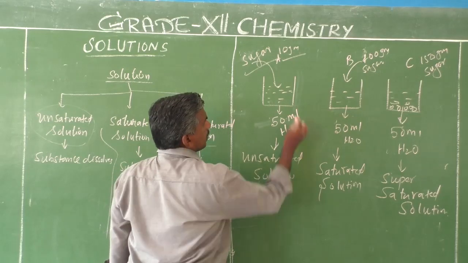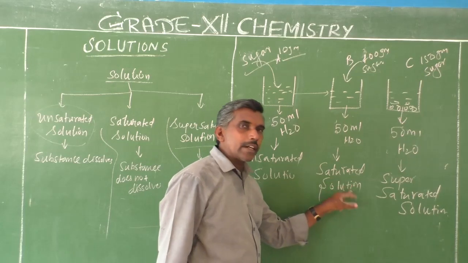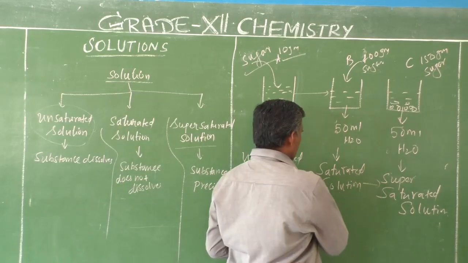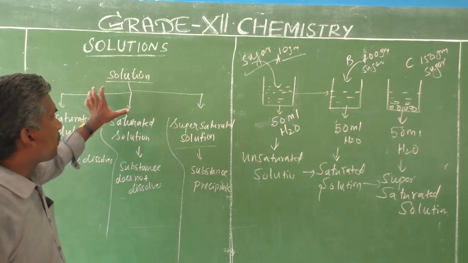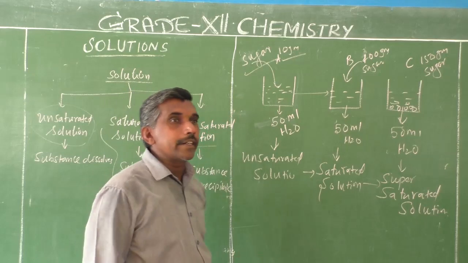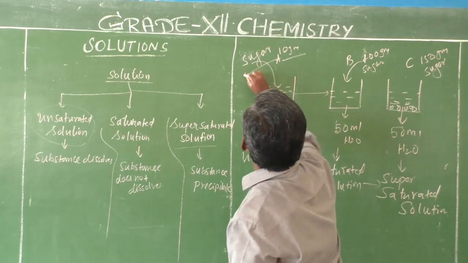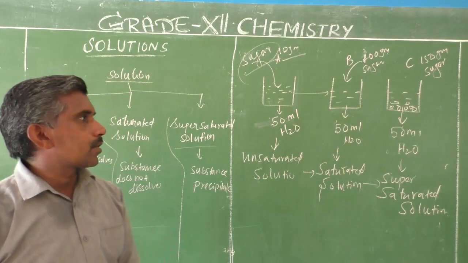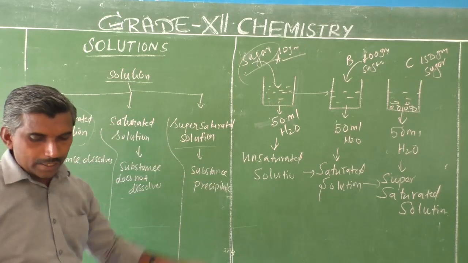When an extra amount of sugar is added, the unsaturated solution is converted into a saturated solution. The extra amount of sugar added beyond that is converted into a supersaturated solution. This is based on solvent quantity. This is based on solute quantity: how much sugar is added. That is known as unsaturated solution, saturated solution, and supersaturated solution.